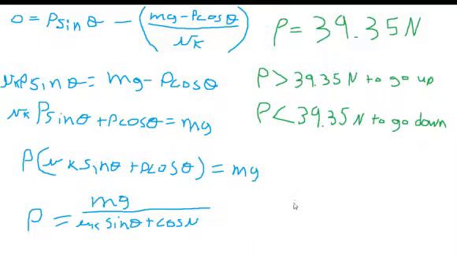So, P has to be 39.35 newtons, and for it to go up, P has to be greater than 35.35 newtons to go up, and P has to be less than 39.35 newtons to go down.